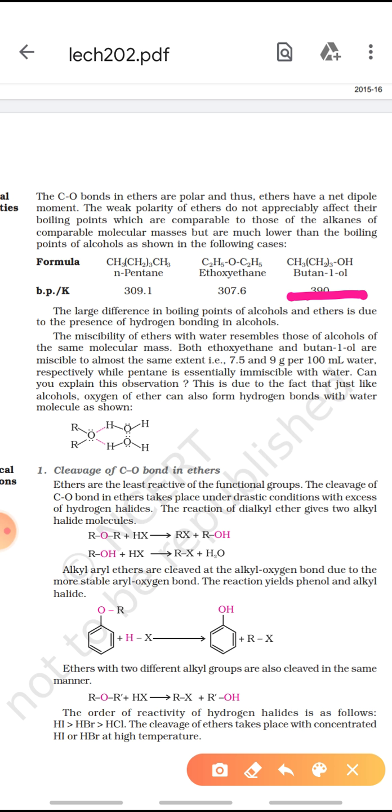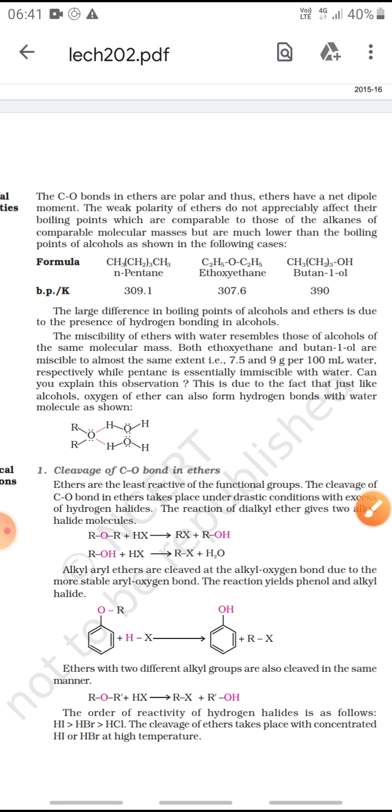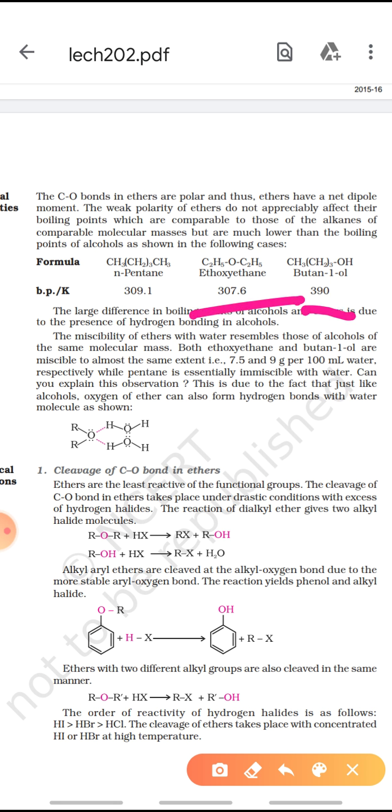Ethers have a much lower boiling point than the alcohols, but are of comparable values along with the alkyl halides. That means there is not much difference between the boiling point of the alkyl halides, the alkanes and the ethers. They have almost similar boiling point if the molecular mass is similar. Now alcohols have very high boiling point compared to the ethers. It is because of the hydrogen bonding.